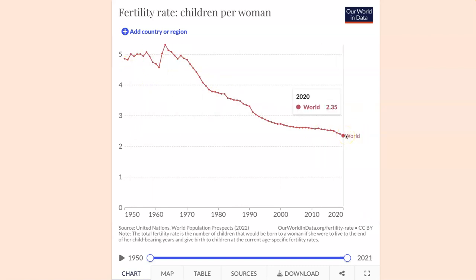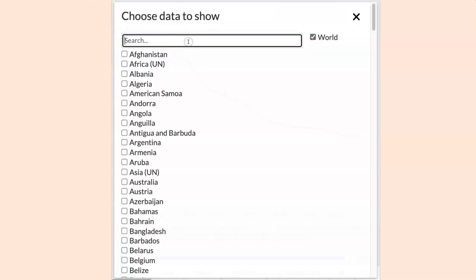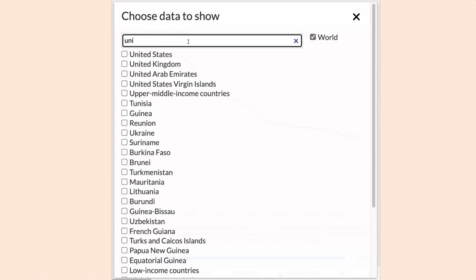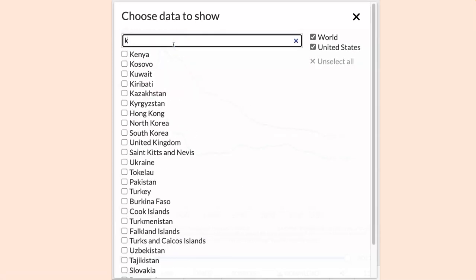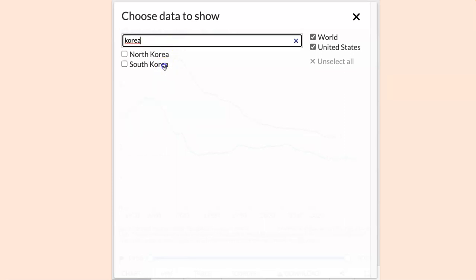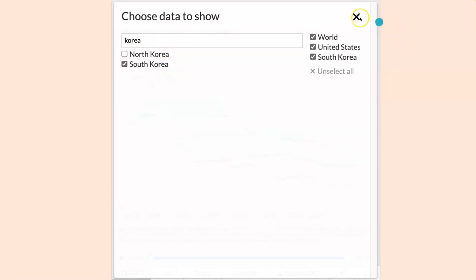So in the world, 2.35 children, and maybe you want to compare that with the United States. So the United States, and maybe we can compare with Korea, which has a very low level of fertility.